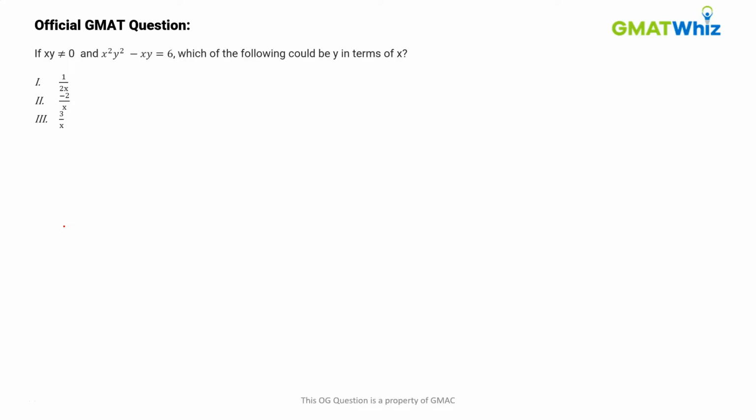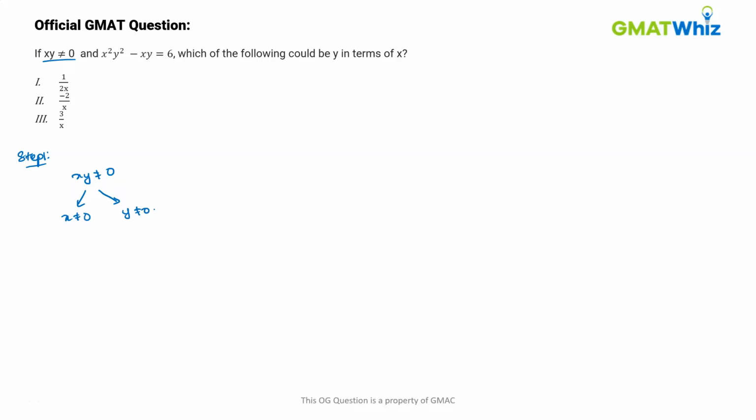In this question, we are given that the product of xy is not equal to 0. So let's write down all the information that we can get from the question in step 1. xy is not equal to 0 can give us two pieces of information: one, that x is not equal to 0, and the other is that y is also not equal to 0.